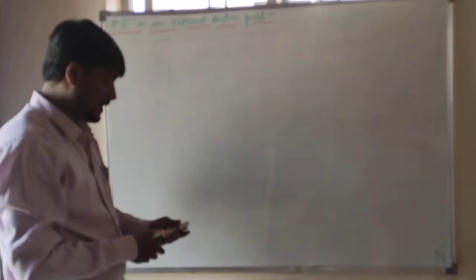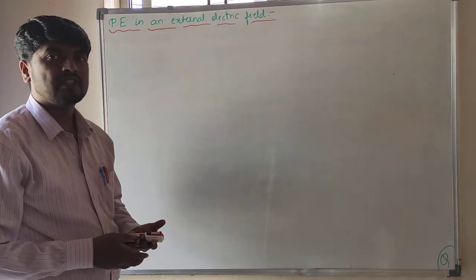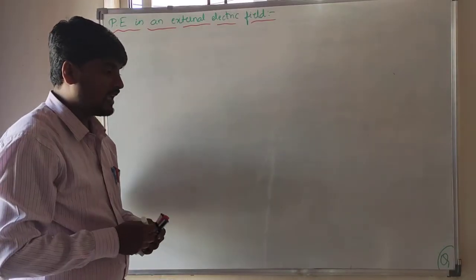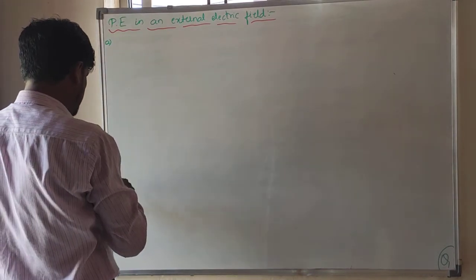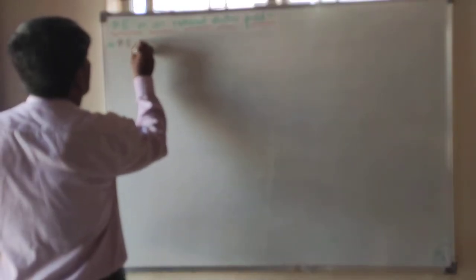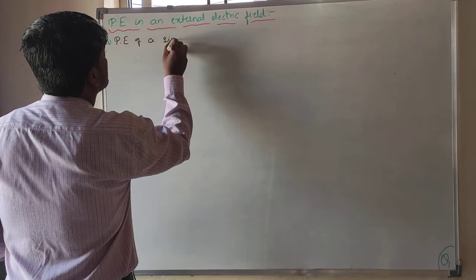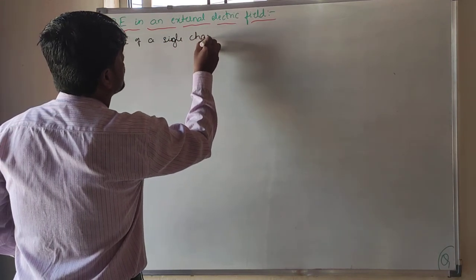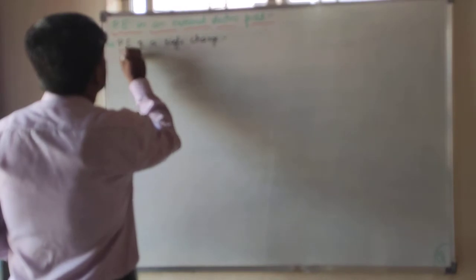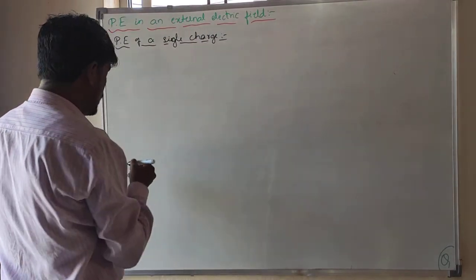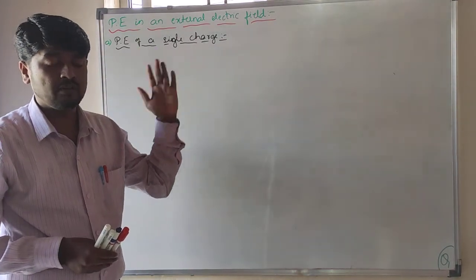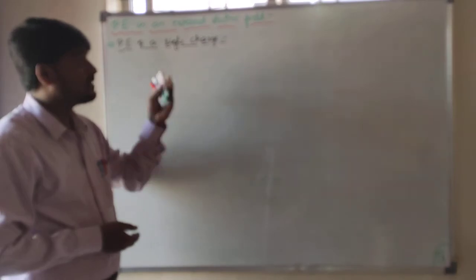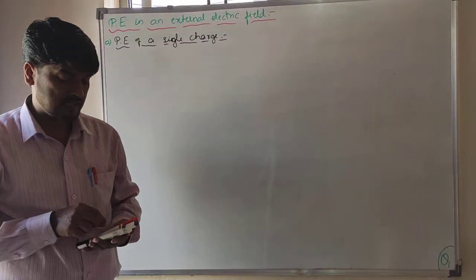Understood? Now afterwards we start with the same concept, that is case A, case B, case C. Case A says: potential energy of a single charge. This takes us to the chemistry study also, somewhere related to chemistry too. Very important, pay attention, as it is very important as far as modern physics or atomic physics is concerned.